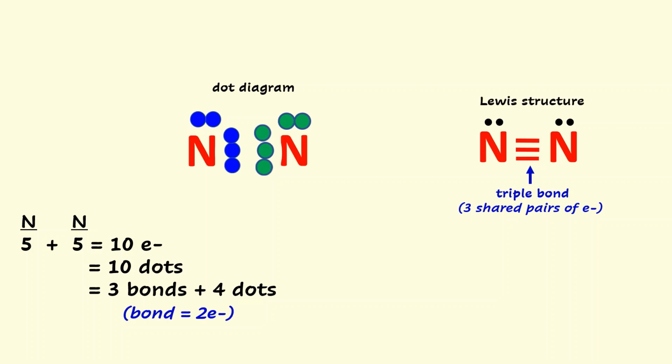Each one of those dashes represents 2 electrons. So 3 dashes equals 6 electrons. But we need a total of 10, so we're going to include the unshared pairs of electrons that each of the nitrogen has. These unshared pairs show back up in our Lewis structure. We can also write this as a molecular formula, showing the 2 nitrogen bonded together by using a subscript of 2.